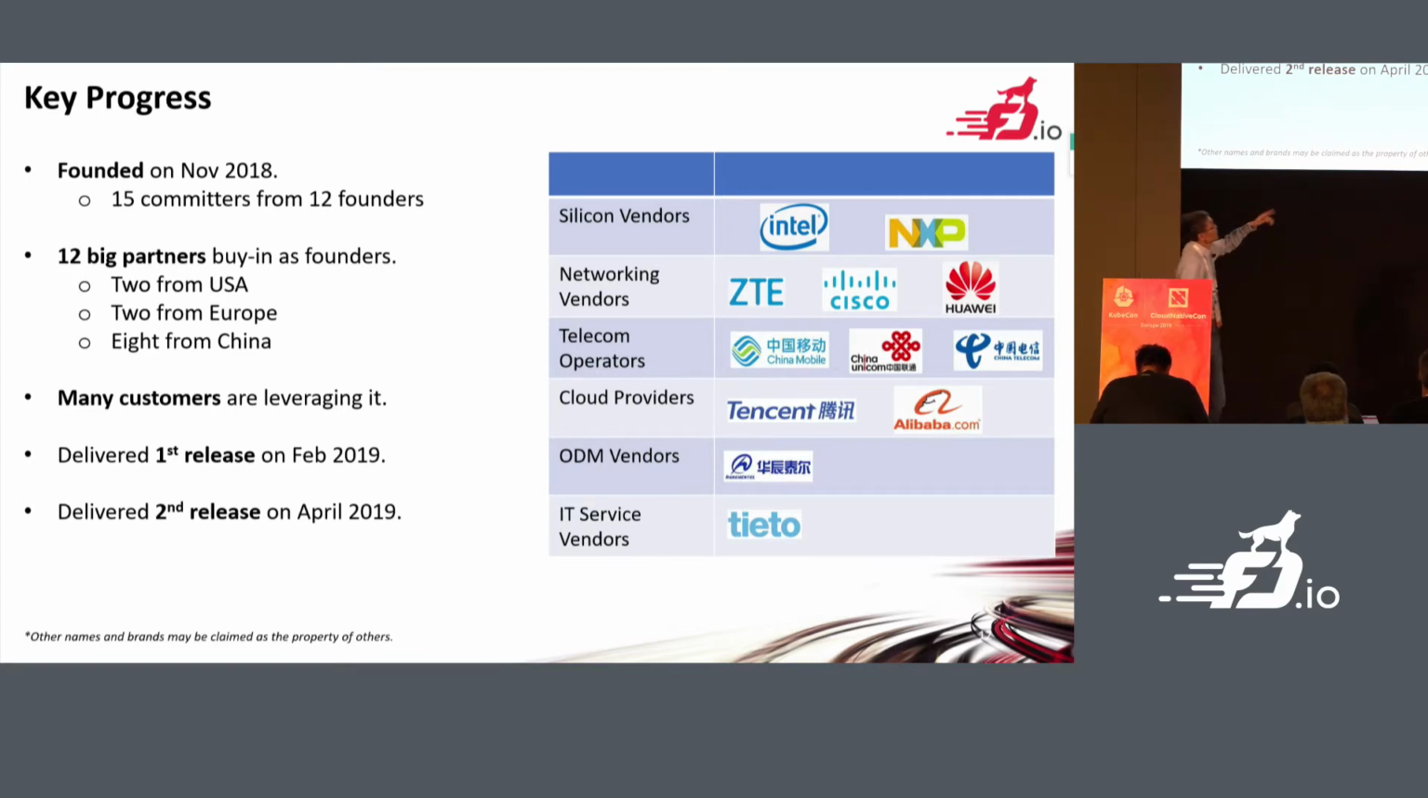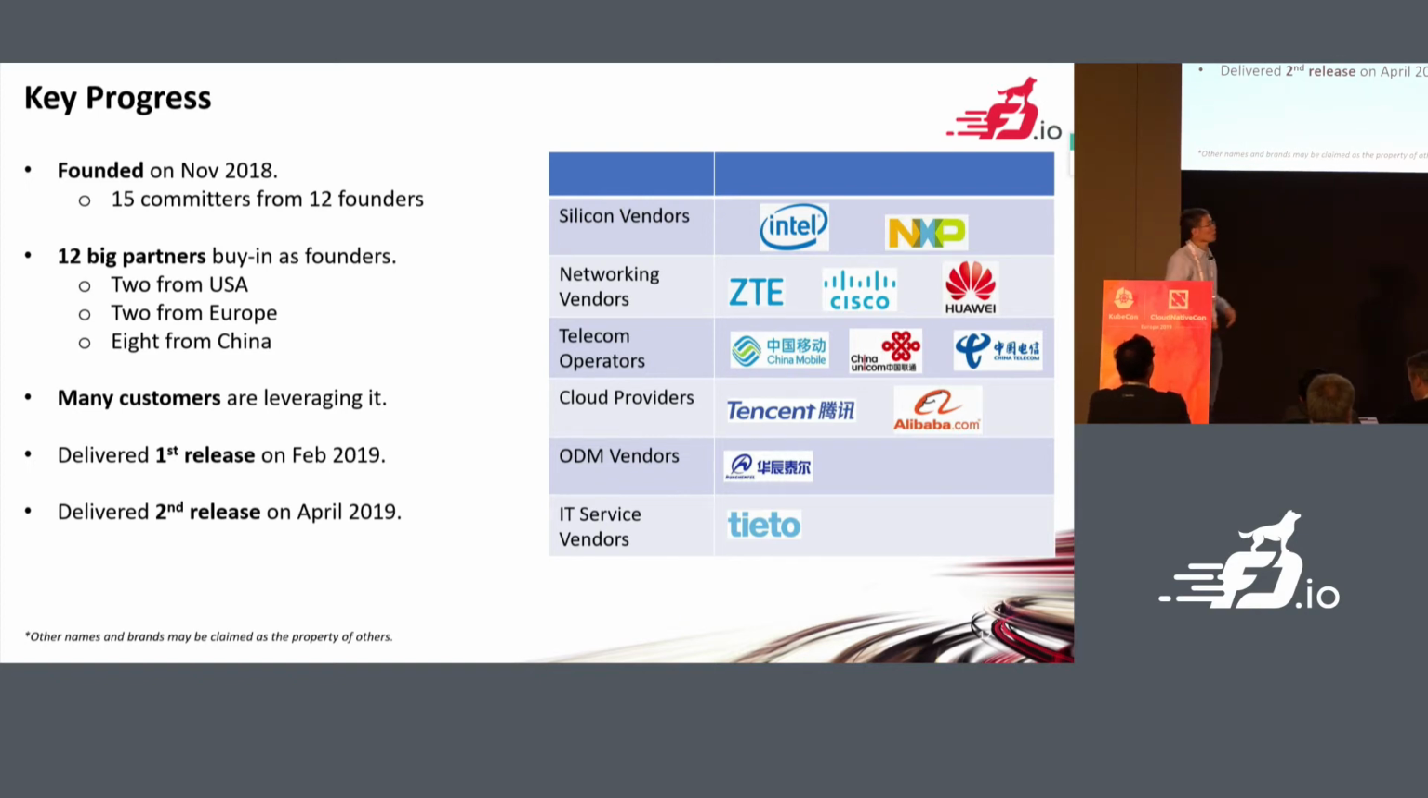I classify these companies in a simplified way. Maybe it's not correct, but I would say it's a full ecosystem. For the silicon vendors, we have Intel and NXP. And for the networking vendors, we have ZTE, Cisco, and Huawei. On the telecom operators, we have China Mobile, China Telecom, and China Unicom. And for cloud service providers, we have Tencent and Alibaba. For the ODM vendors, we have Huaxintel. And for the IT service vendors, Tieto is from Europe.